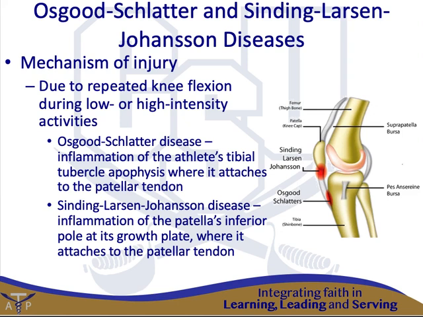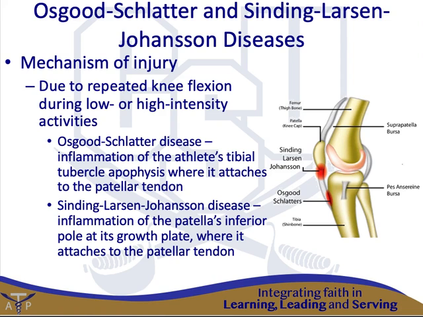Our last injury that we'll look at, or last two really, are Osgood-Schlatter and Sinding-Larsen-Johansson diseases. And when we look at these two diseases, they're very similar, but they occur at different aspects at the patella. Osgood-Schlatter disease is an inflammation of the athlete's tibial tubercle apophysis, where it attaches to the patellar tendon. On the other hand, Sinding-Larsen-Johansson disease, it's not as common as Osgood-Schlatter disease, but it occurs when there's inflammation at the patella's inferior pole at its growth plate, where it attaches to the patellar tendon.